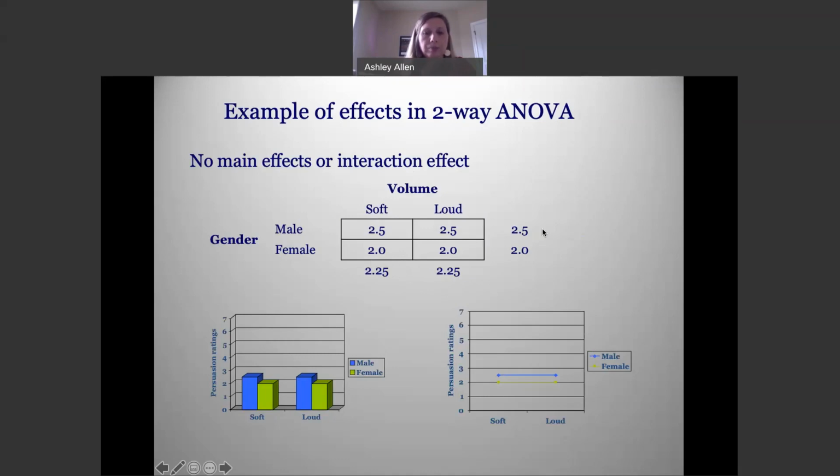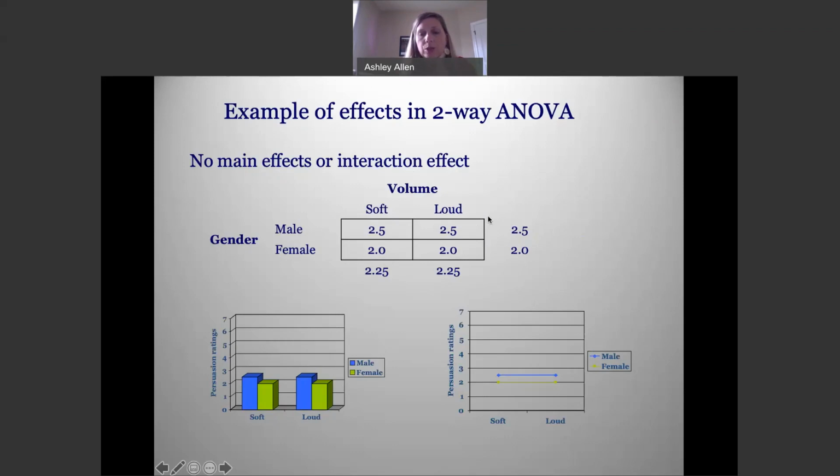With gender, we do see a difference in the means. For the males, it's 2.5 and 2.5, so the average is a 2.5. For females, it's 2.0, 2.0, so the average is a 2.0. So you're comparing a 2.5 and a 2.0. You're saying that males are persuaded at a 2.5, whereas females are persuaded at a 2.0. That means it's a little bit more persuasive for males than females.